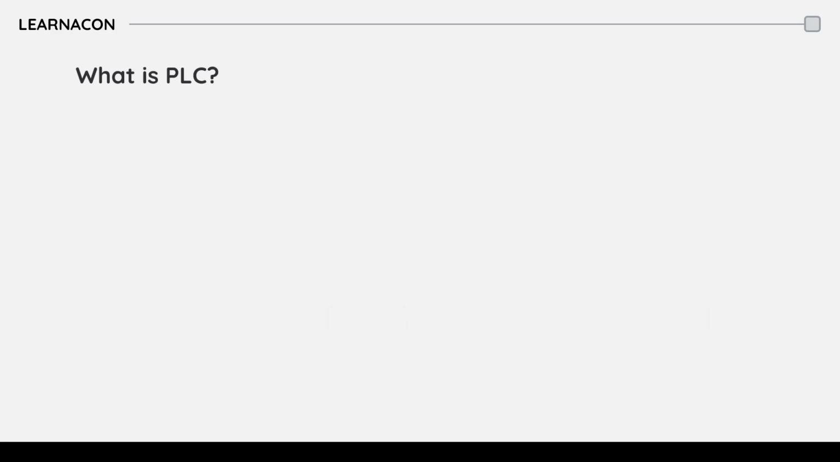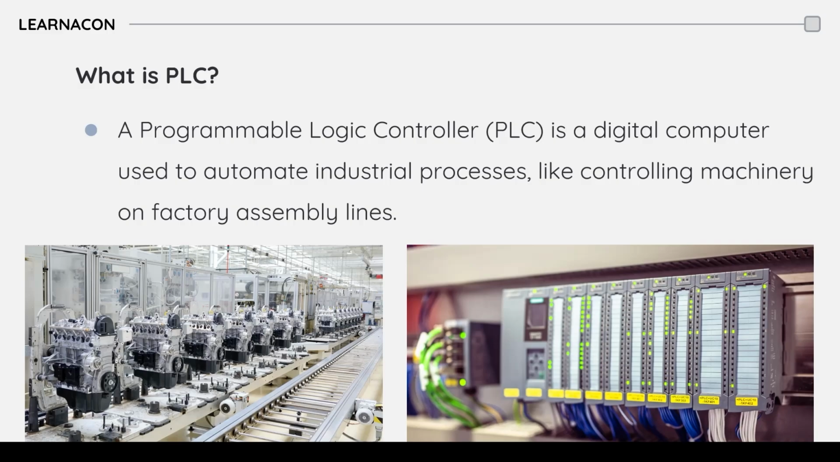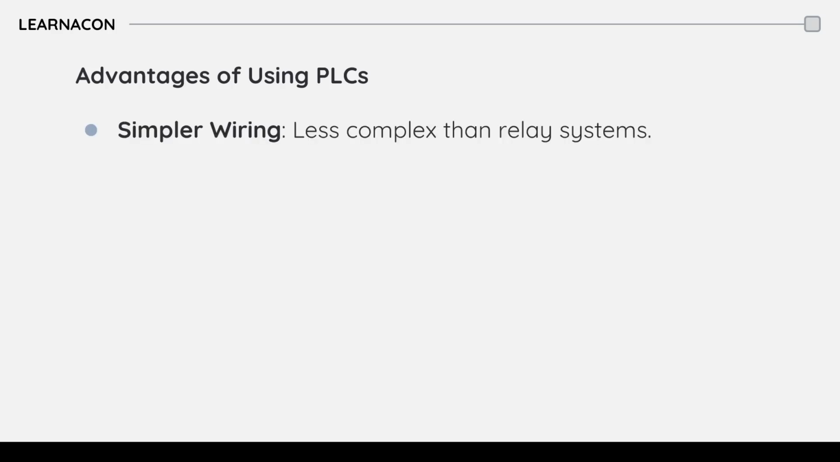Ever wondered what a PLC is? Well, it's a nifty digital computer that helps automate industrial processes like those cool machines on factory assembly lines. PLCs have pretty much taken over from the old school relay logic systems in industrial automation, and for good reasons. With PLCs, you don't have to deal with the mess of wires that relay systems need. Everything is managed through software, so it's way less complicated.